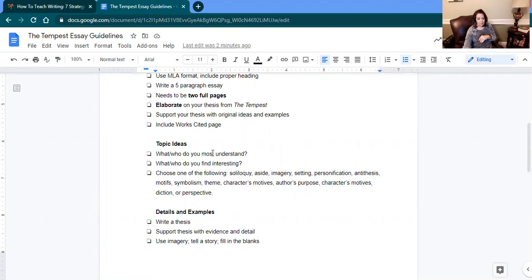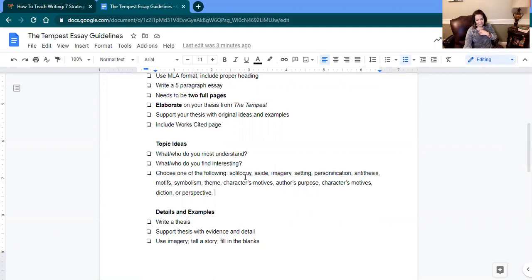And topic ideas. What or who do you understand the most? What do you find most interesting? One thing, themes there. It's like, what are a few of these words? You can look them up. I was assuming when I created this assignment we'd be in class. I'm not going to go over all the definitions here, but choose one that you already know and understand. Or if you want something more challenging, look up soliloquy if you don't know what it is, or aside, or motif, and just see if you want to write about those. It's completely up to you.